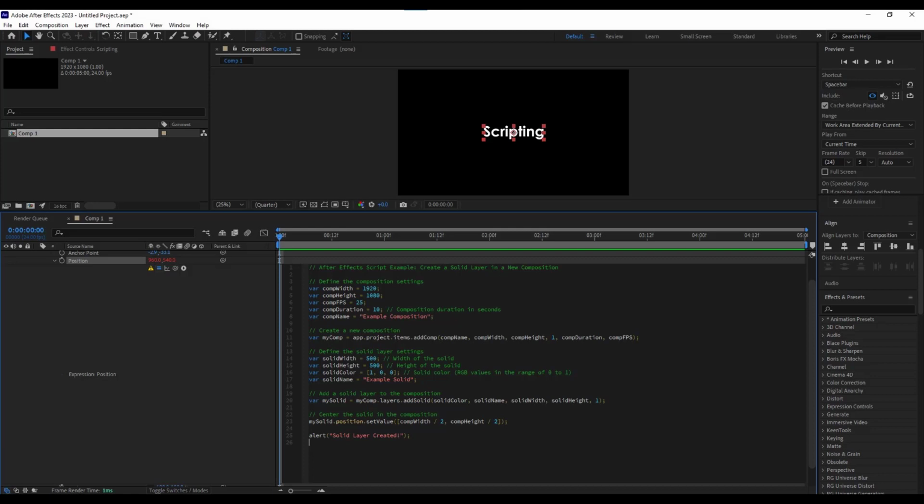Excited about unleashing the full potential of ExtendScript in your After Effects projects? Start experimenting today. And remember, the only limit is your imagination.